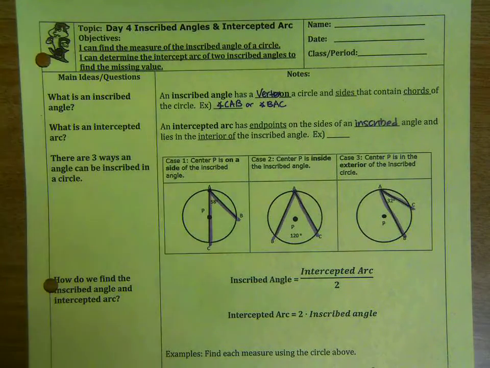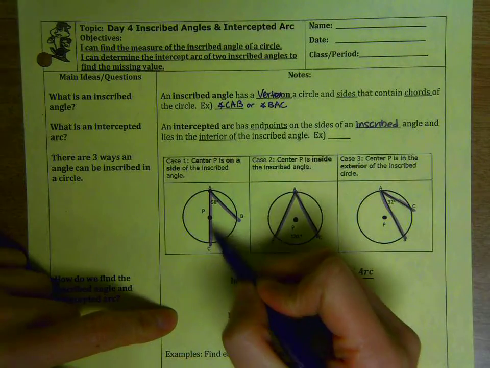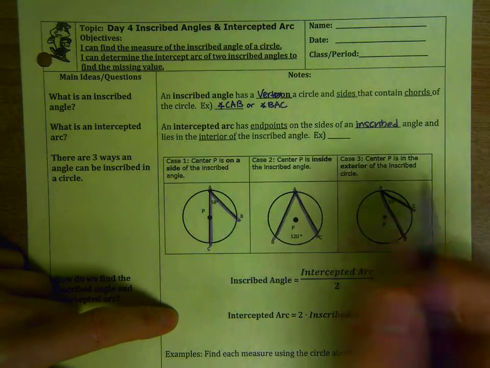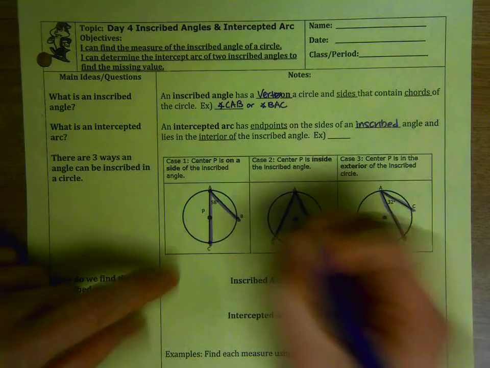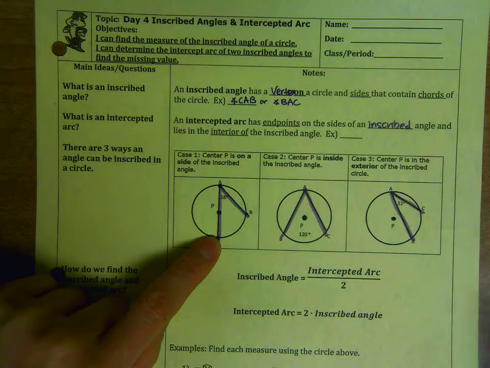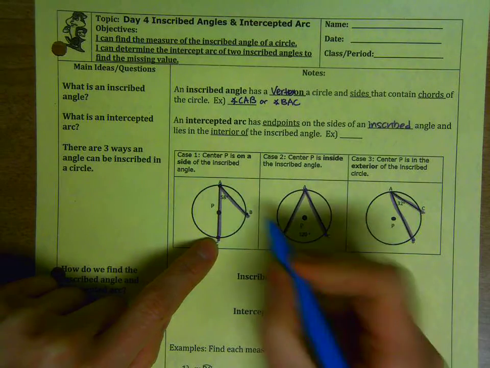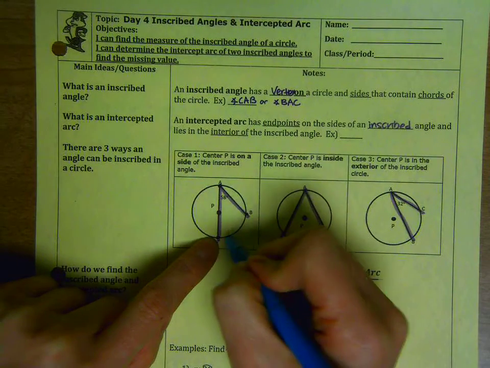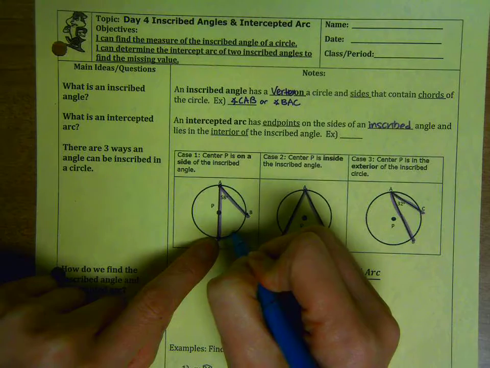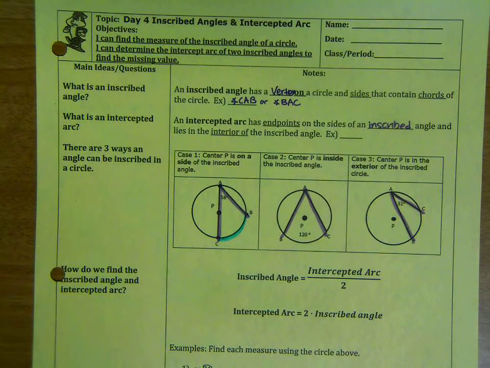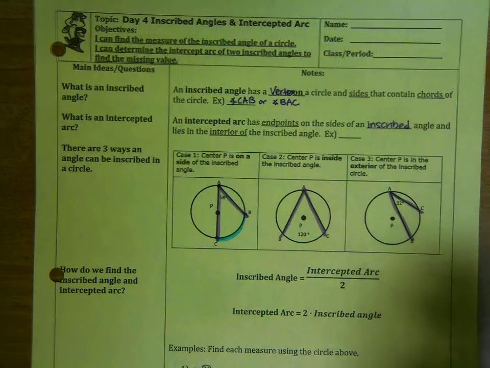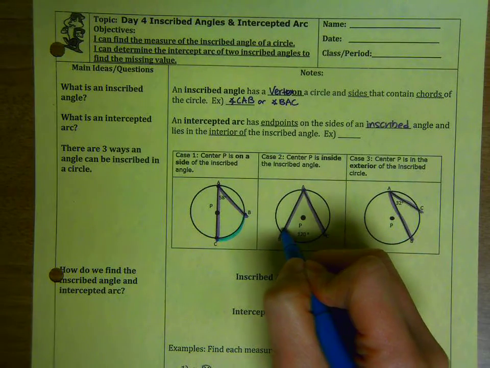Okay. Now, let's talk about intercepted arc. What is an intercepted arc? An intercepted arc has its endpoints on the sides of the inscribed angle, in the interior of the inscribed angle. So this is an inscribed angle, and we do have two endpoints, and the arc is captured by these two endpoints. So that's one intercepted arc.